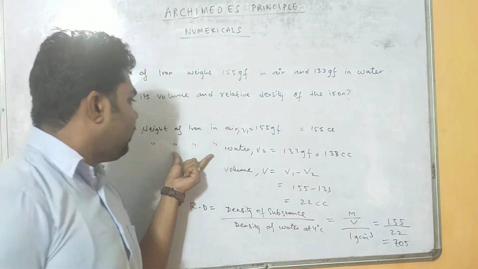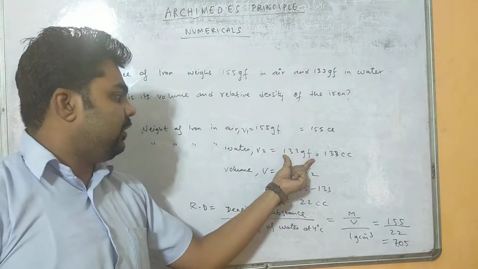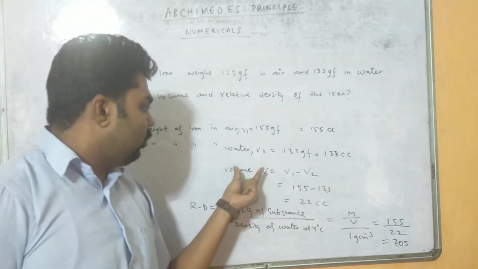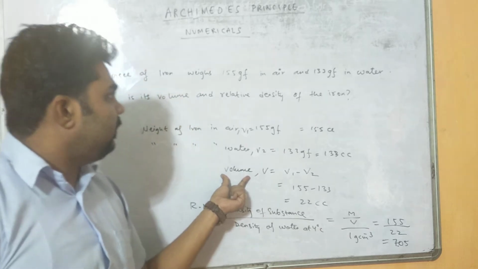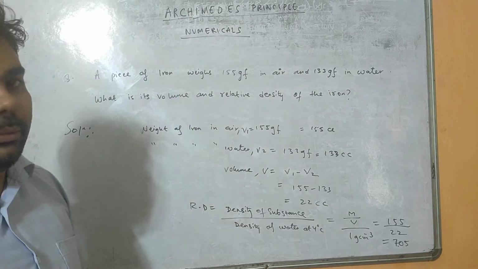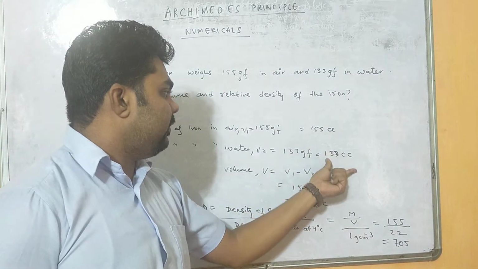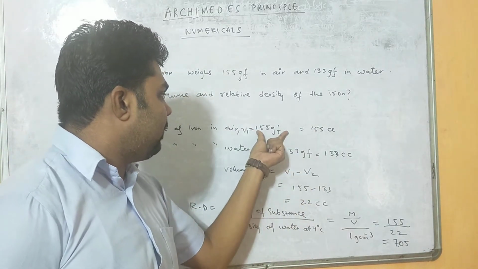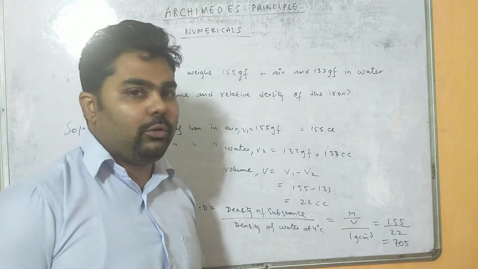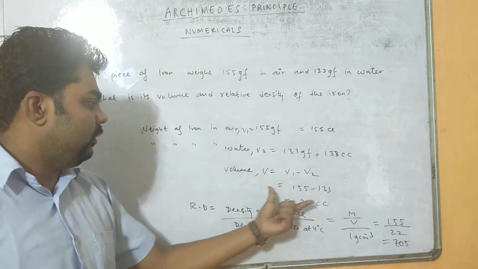Similarly, the weight of iron in water is given as 133 gram of force. So what is the change in volume? Here the question is, what is its volume? So the volume will be just the subtraction: 155 gram of force minus 133 gram of force, right? So we will get 22 centimeter cube. So this is the volume.